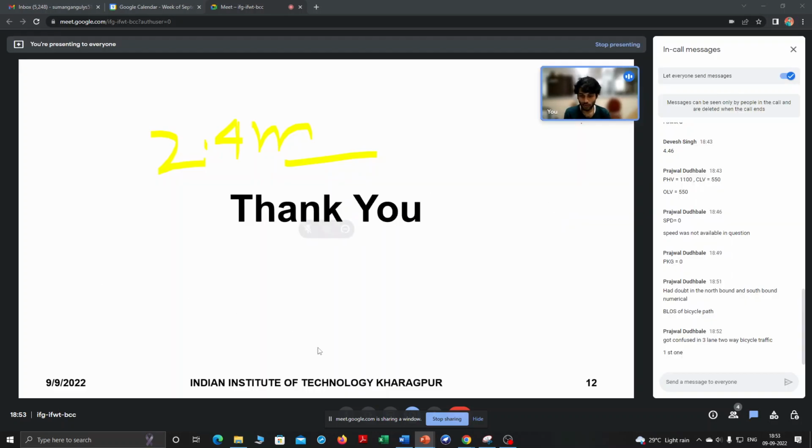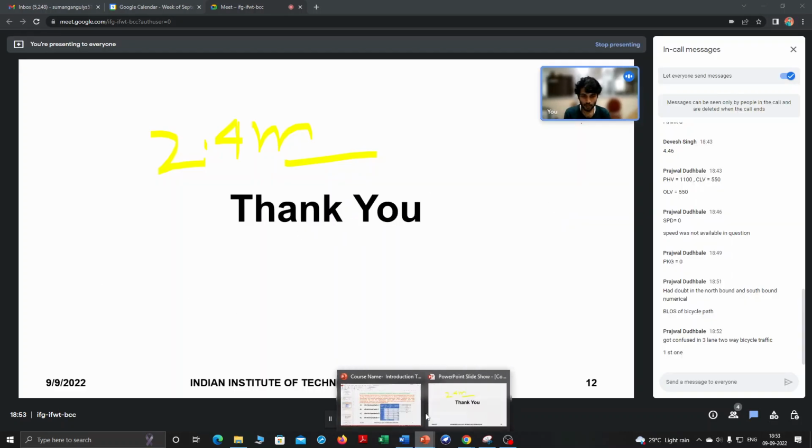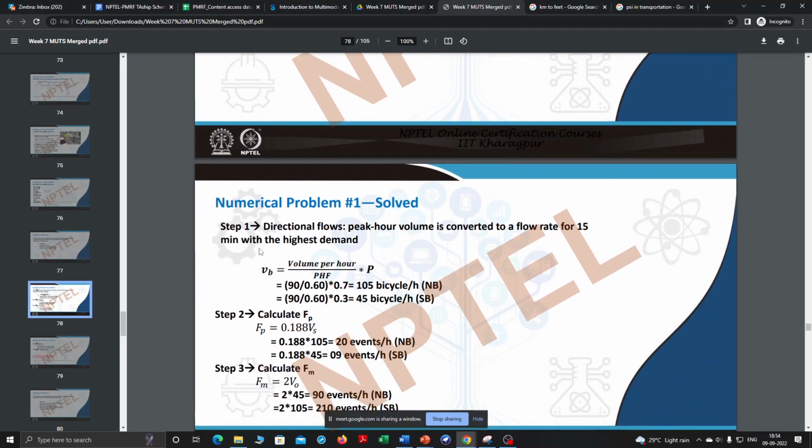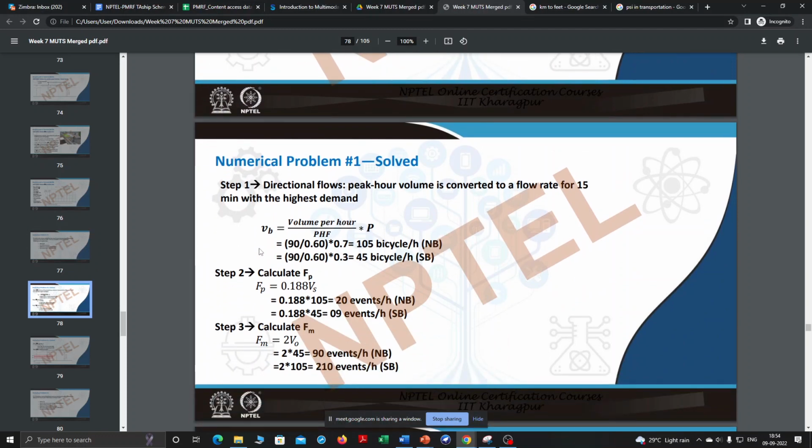Okay, so the question I am reading is a 2.4 meter lane, and it is saying that peak hour factor is 0.60, 2 effective lanes, peak hour volume is 90 bicycles per hour, directional speed is this one. So they have calculated your VB. So did you understand how to calculate your peak hour volume? I think that is fine.